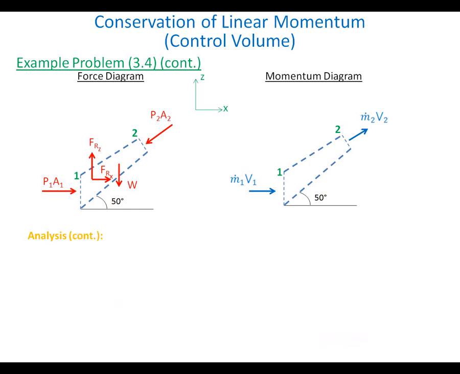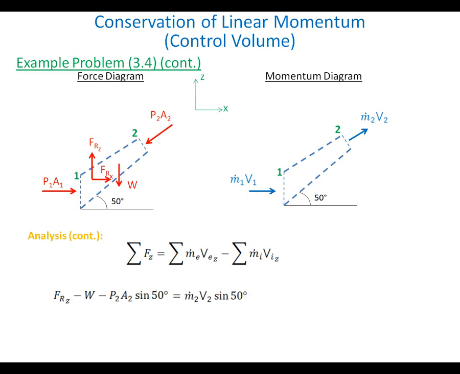So that was the x direction. Let's look at the z direction. So we still have a conservation of linear momentum equation. So for force in the z direction, we've got that reaction force in the z direction, we've got weight, and we've also got that component of pressure force at point 2 going in the z direction. And you can see that all of the momentum at point 1 is going horizontally, in the x direction, so there's no momentum in the z direction, so it's only momentum at point 2 in the z direction. That's a component of it, times sine 50.